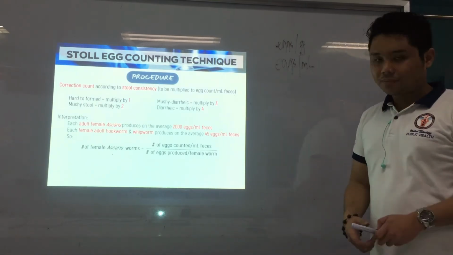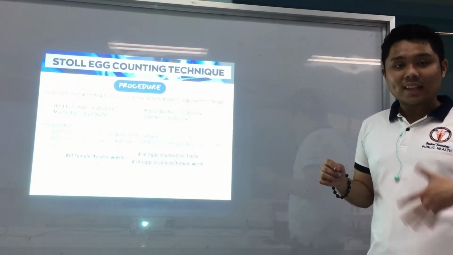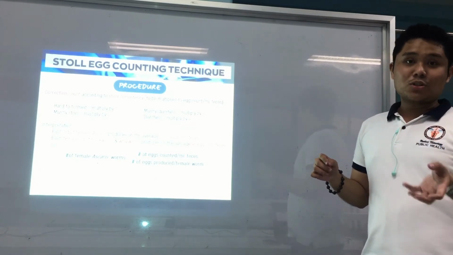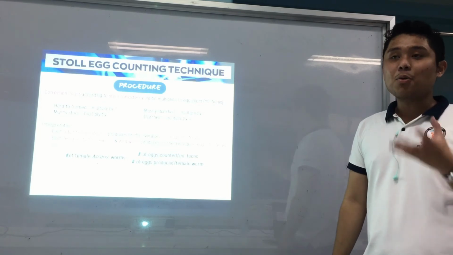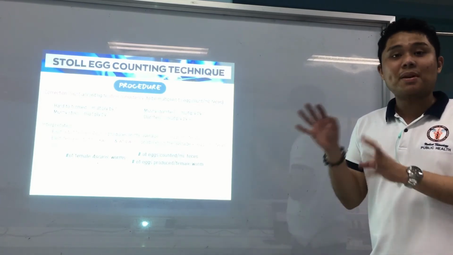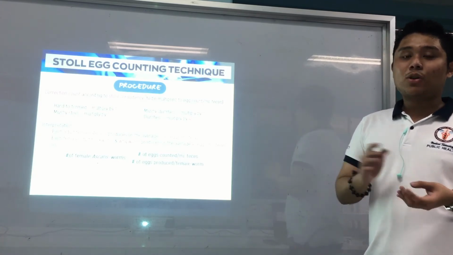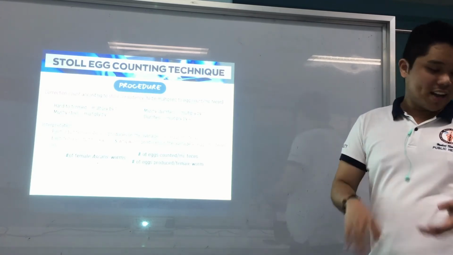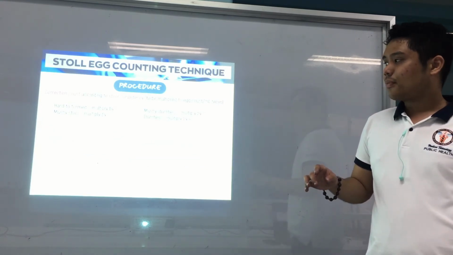Again, using the information that we got from Stoll egg counting, or our Stoll results, we can then calculate the worm burden. When we say worm burden, it's the number of worms that are probably present in the stool or in the patient, that could have contributed to the number of eggs. So, example, let's go back to the formula in your Stoll.